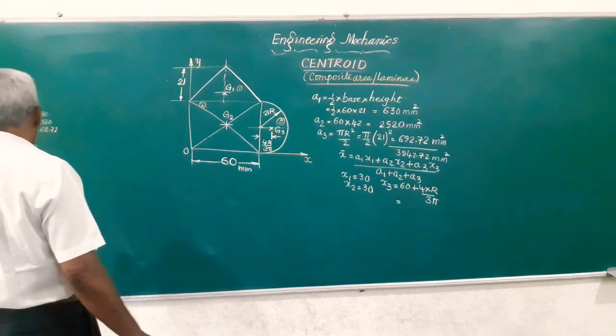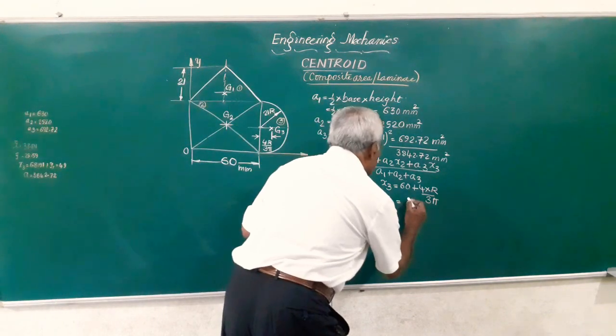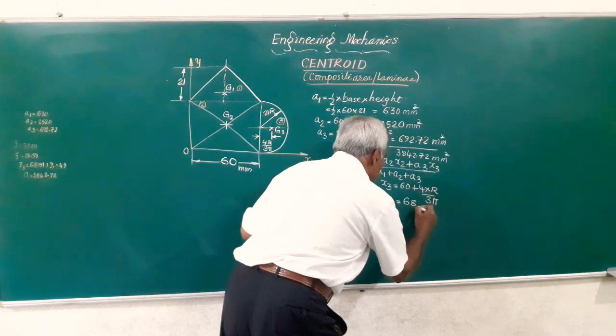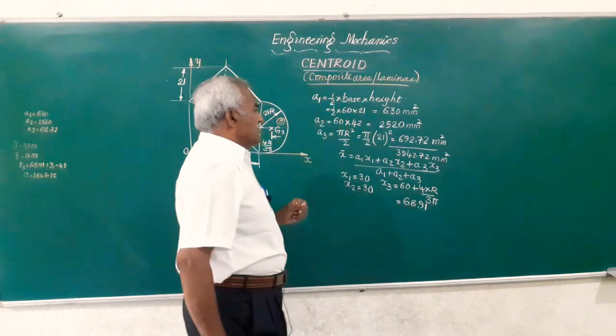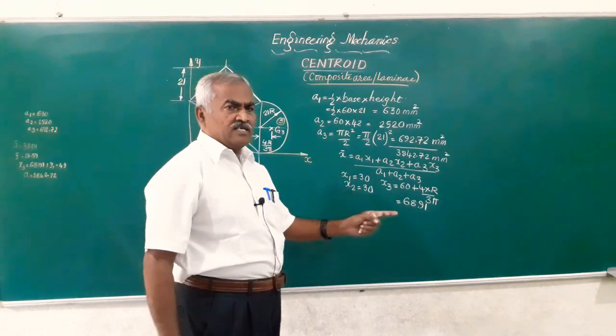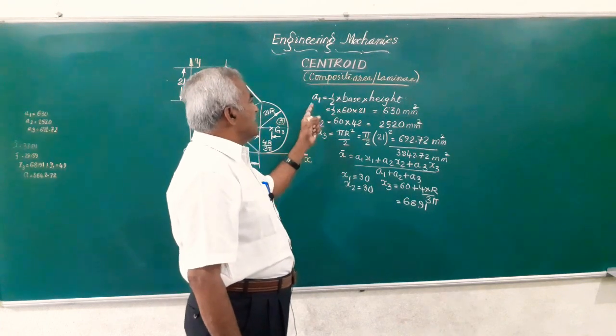That is, x3 is 68.91. This is 60 plus 8.91, 68.91.